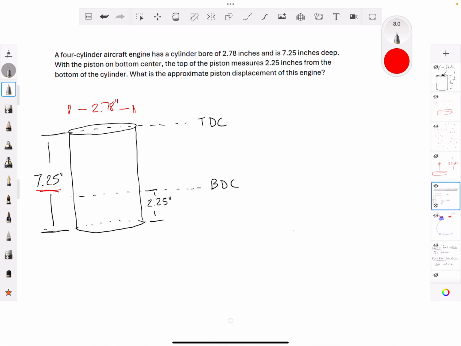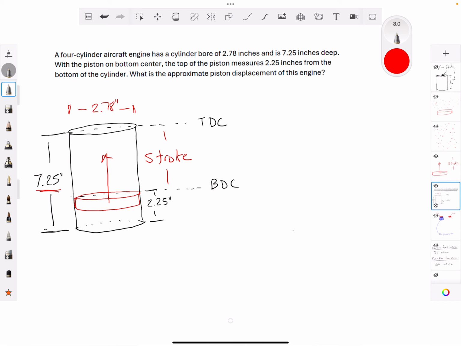Okay, with the piston on bottom dead center, the top of the piston measures 2.25 inches from the bottom of the cylinder. What is the approximate piston displacement of this engine? So remember, when we're talking about displacement, we're just trying to get the volume that the piston makes as it goes from bottom dead center to top dead center. And that distance is called the stroke. So here's our piston. When it's at the very bottom, the furthest it can go down in the cylinder, it's saying that it's 2.25 inches above the bottom lip.